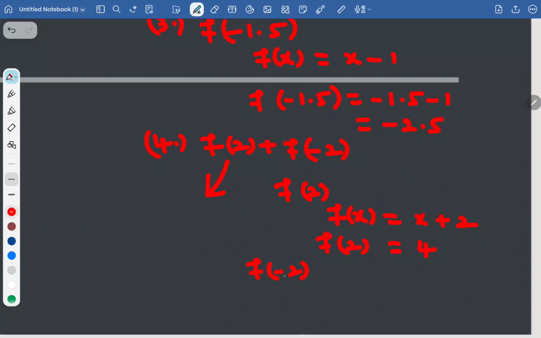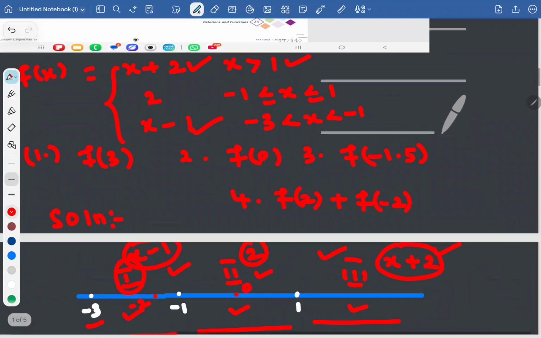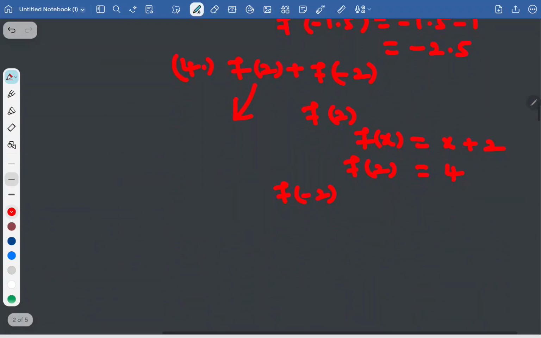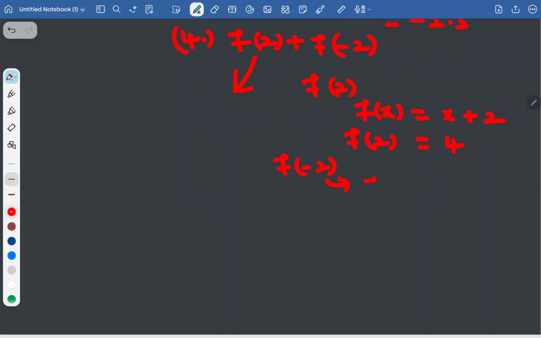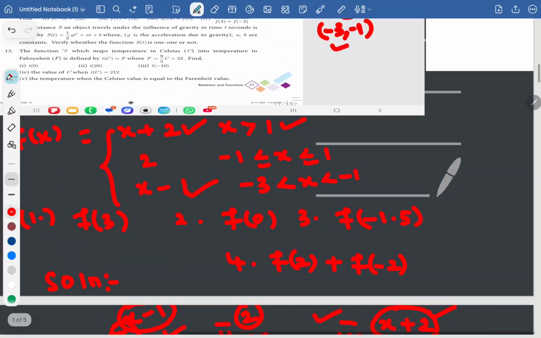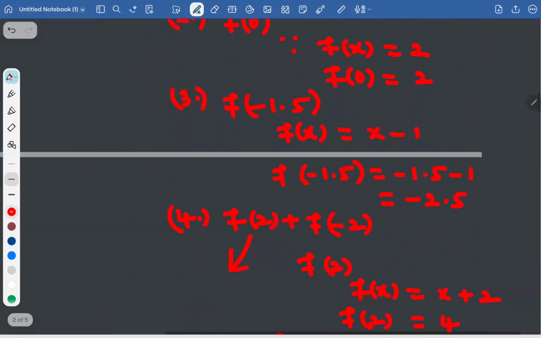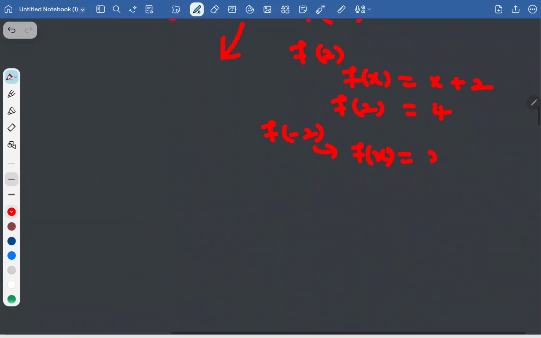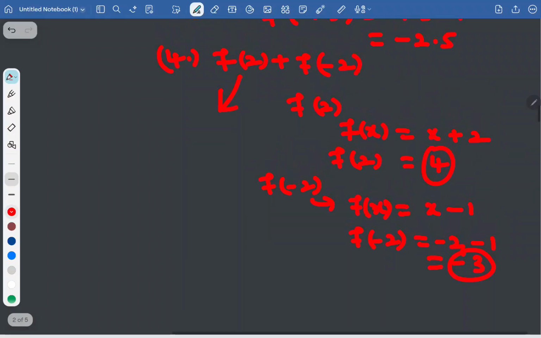For f of minus 2, the first interval means f(x) = x minus 1. Find f of minus 2: minus 2 minus 1. The answer is minus 3. f of 2 is 4. f of minus 2 is minus 3.